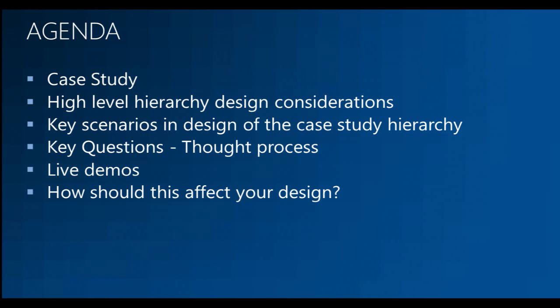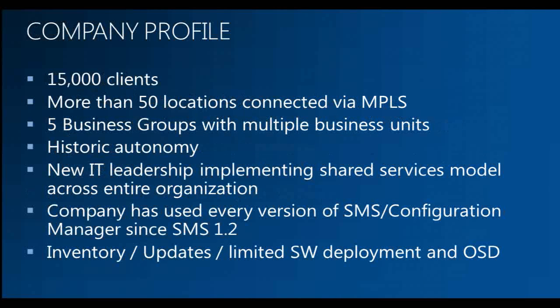So let's move on to a profile of this company. 15,000 clients, so reasonably large. 5 business groups with multiple business units underneath that. They've had historic autonomy amongst the business groups and business units. Equate autonomy with complexity. That's generally a 1-to-1 equation. If you've got autonomy, almost guaranteed you're more complex than what you need to be. Historically, they have not had a very strong centralized management. They have had a lot of autonomy.